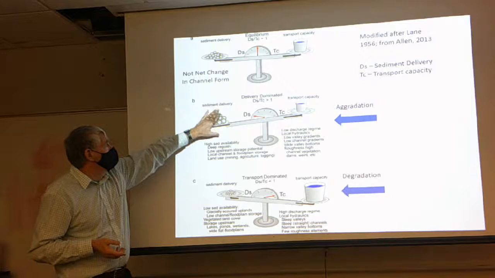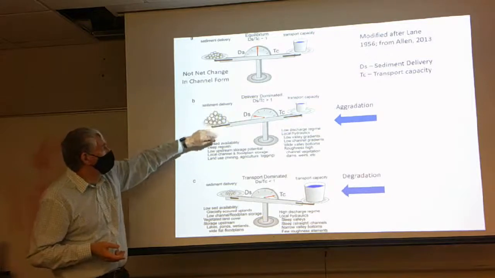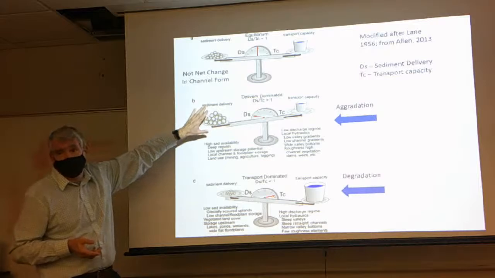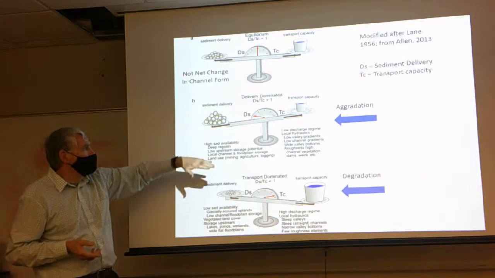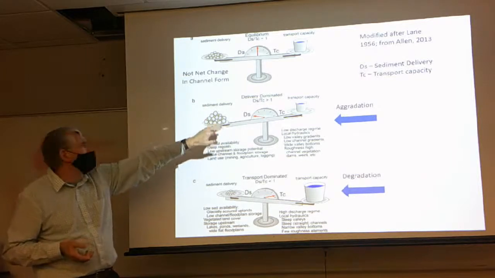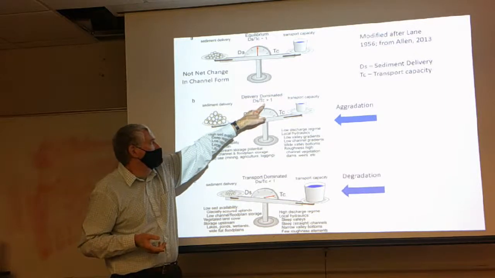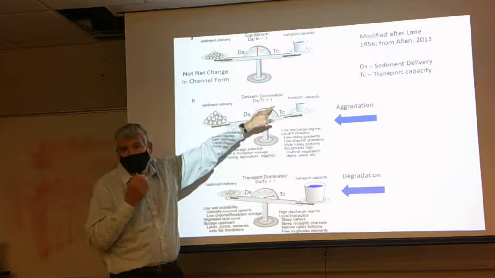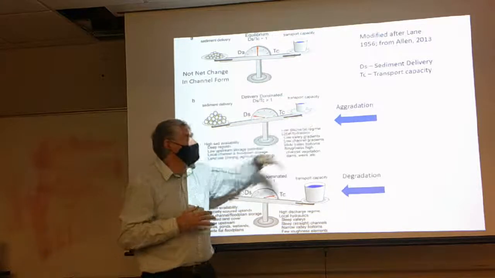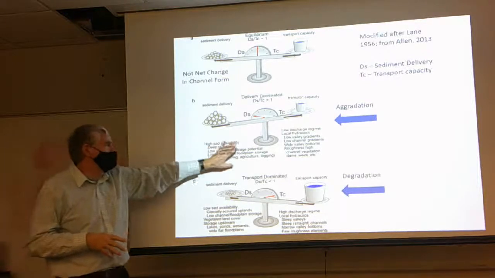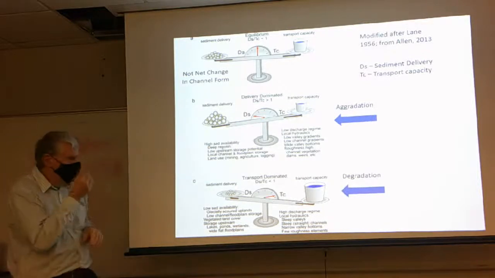Now, what this is saying is that sediment delivery here actually increases. We have more sediment coming in than the channel can handle, and that will cause aggradation. So when the sediment delivery is greater than the transport capacity, we have a ratio that's greater than 1, and we're going to get aggradation. So that channel is just essentially going to fill up. And it gives you some examples here of when that commonly occurs.